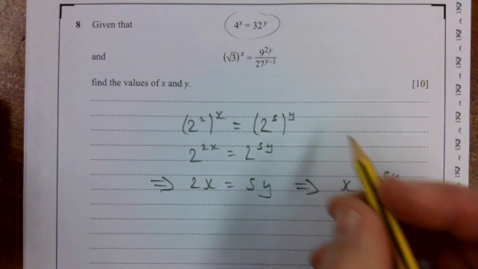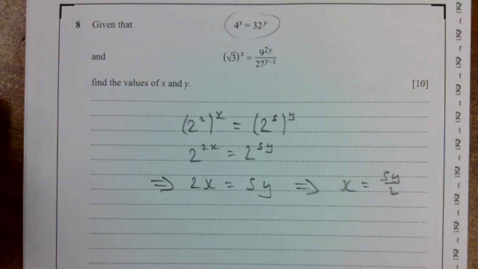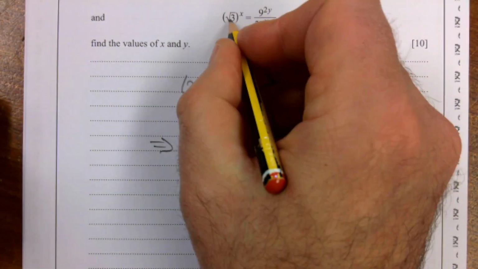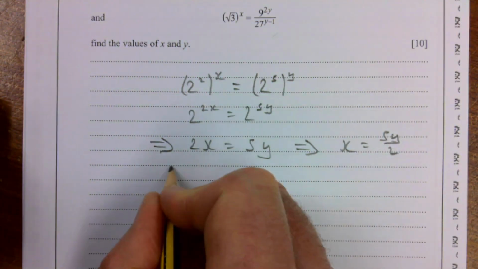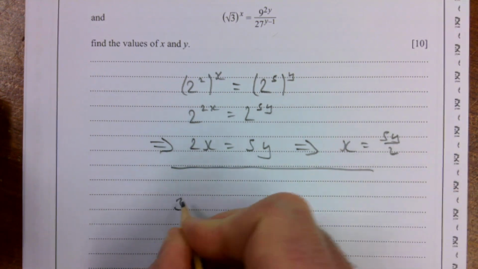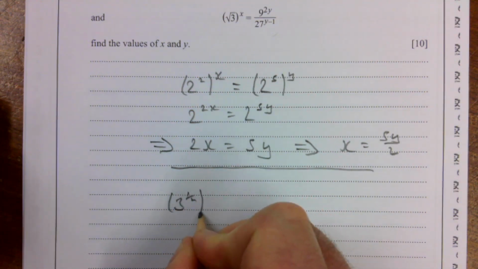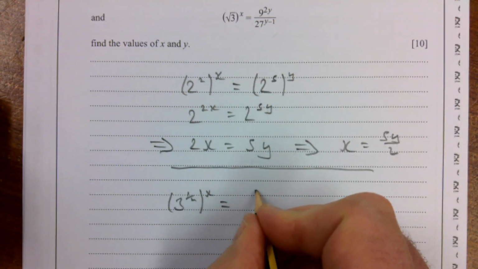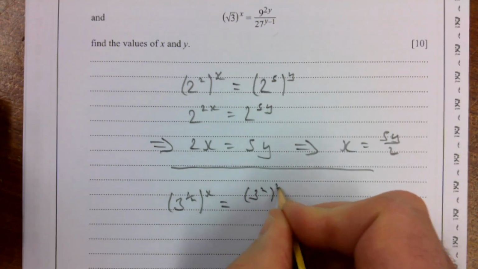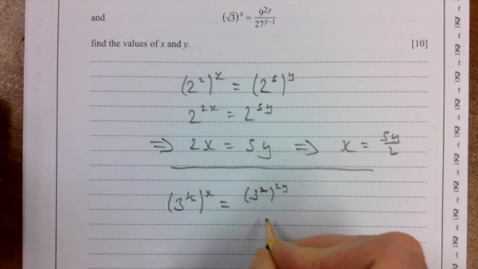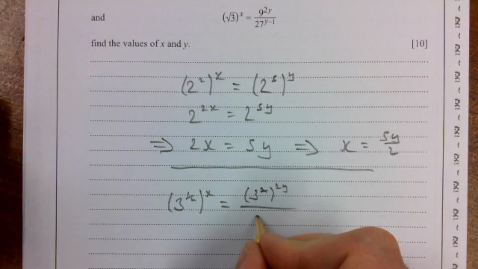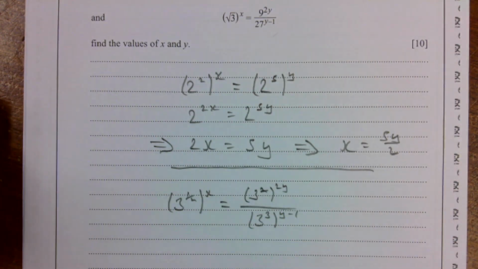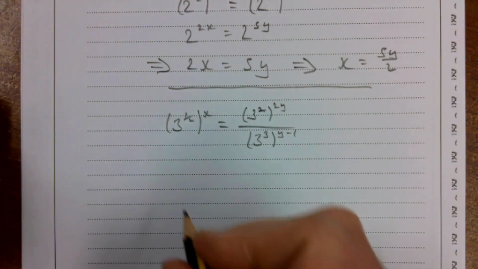Next one then, again, I'm going to get everything in terms of powers of 3. So hopefully you can still see that up there. That's okay. So 3 square root, of course, means 3 to the power of a half, and that's all to the power of x. That's 3 squared, that's what the 9 is, to the power of 2y. And then 27, of course, is 3 cubed, to the power of y minus 1.